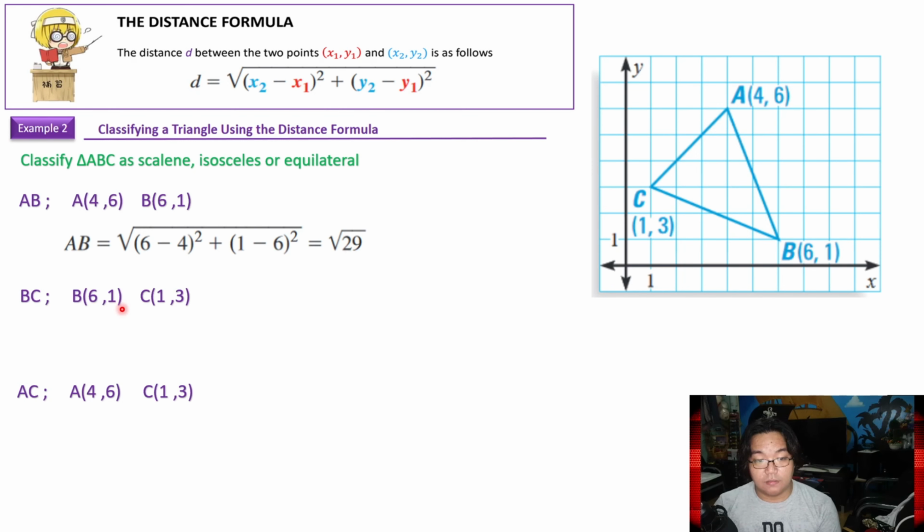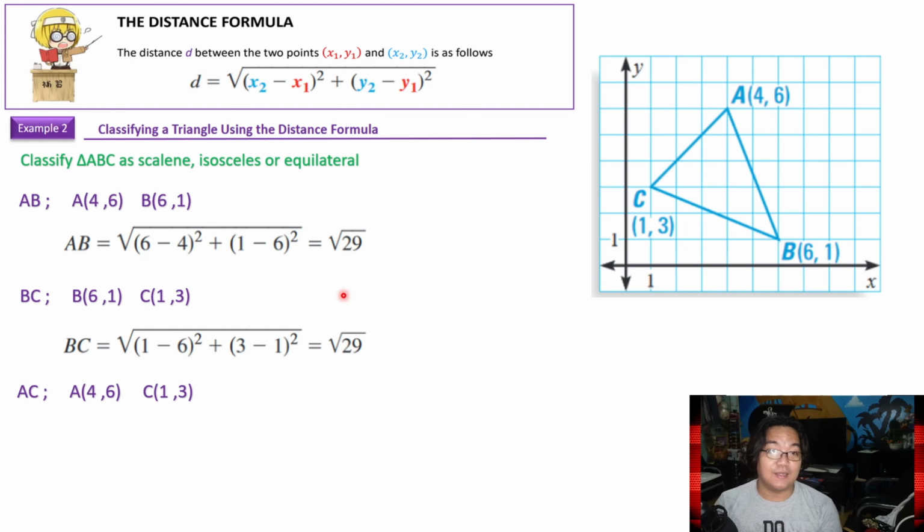For the second one, we subtract 1 minus 6, which is negative 5. When you square it, you get 25. 3 minus 1 gives you 2 raised to 2, so that's 4. So 25 plus 4 is also 29. Then the square root of 29 is still the square root of 29. Let's see if AC will also be the same as the square root of 29, because if it is, then this triangle is an equilateral triangle. So let's see.